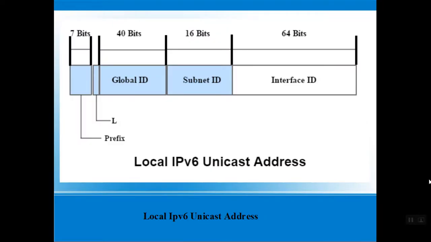Now we can see a diagrammatic view of the local IPv6 unicast address. We can see there are 5 blocks: prefix, L, global ID, subnet ID, and interface ID. The prefix is 7 bits, global ID is 40 bits, subnet ID is 16 bits, and interface ID is 64 bits. Now let's have a description of each of these 5 blocks in detail.